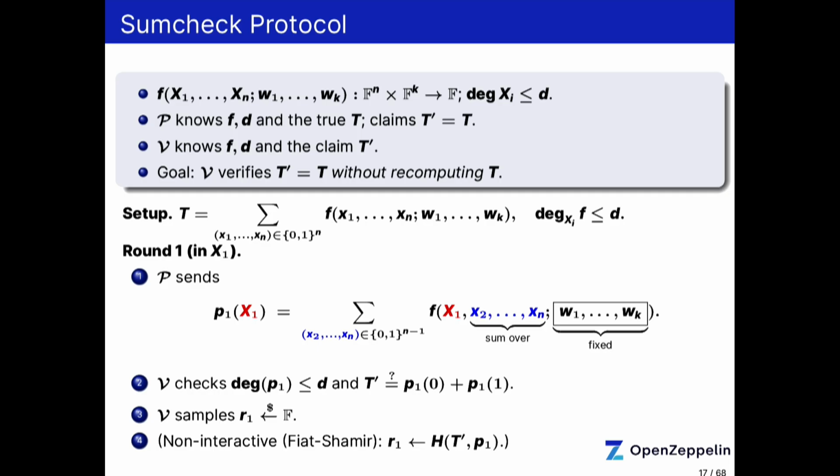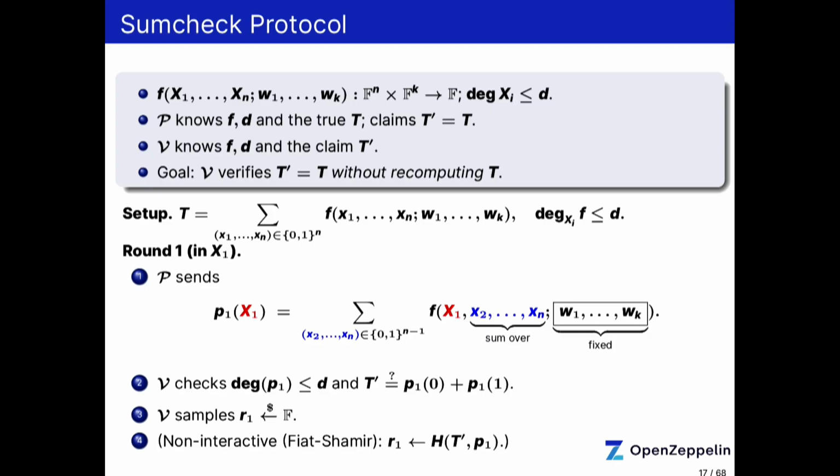And then he engages in a protocol in a certain number of rounds. The number of rounds is equal to the number of variables, and in every round conceptually the same thing is going on. The last round is a bit special. But when you understand one of the rounds, you have understood the whole protocol, basically.